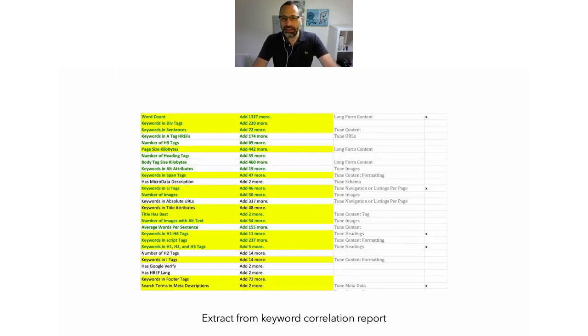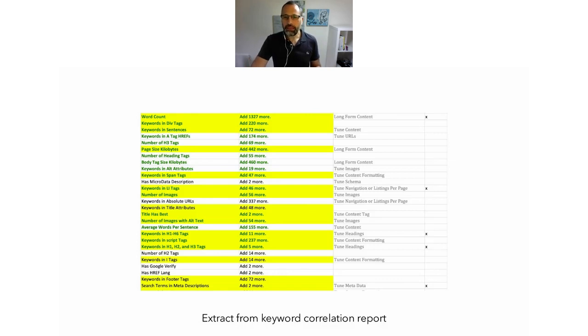So here's a little extract from the keyword correlation report. As I said, we're going to go through it in a bit more detail. This is just an extract where I highlighted some of the different areas as Chris was talking through it, like word counts, the keywords in different tags, how many images are being used, and that sort of thing. So this is the sort of detail it goes into.